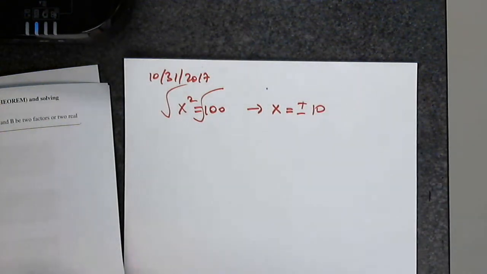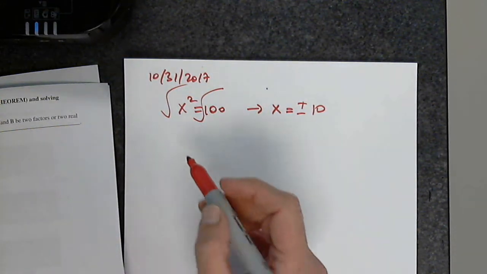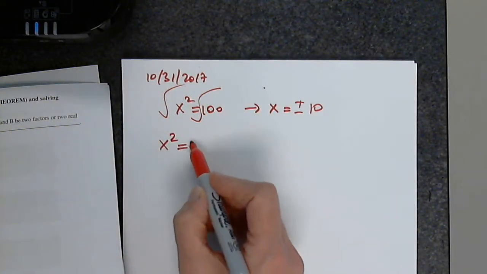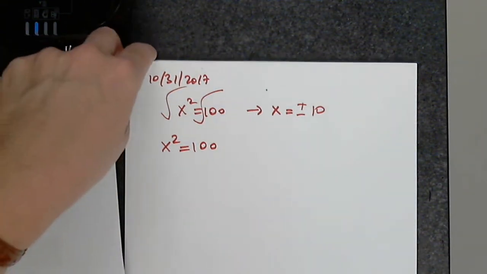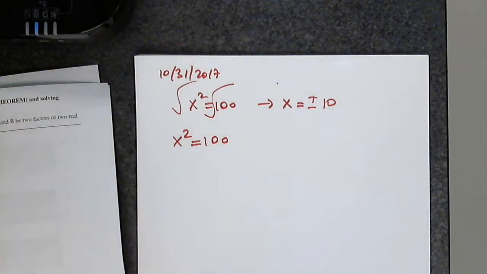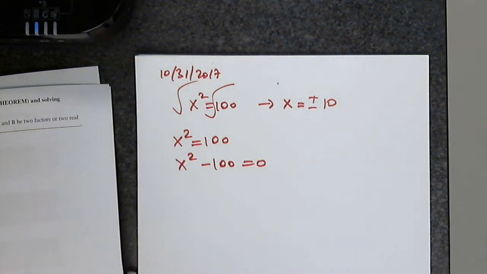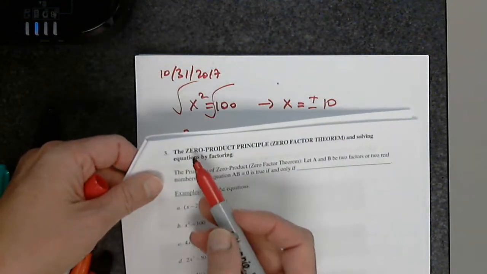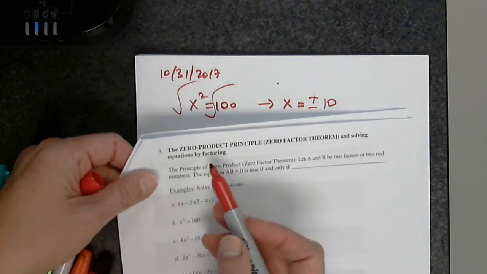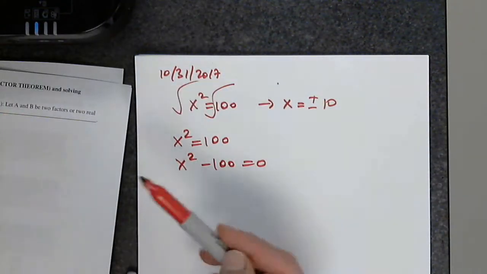Exactly. But this is not what we are trying to do now. We are trying to use factoring for this problem. So x squared equals 100. How do I proceed towards solving this? Well, I have to move 100, set it equal to 0 because I'm trying to use the zero product principle. And then I will factor.